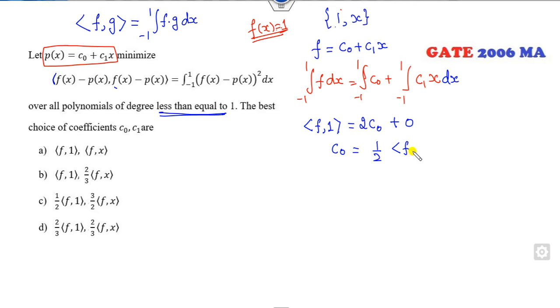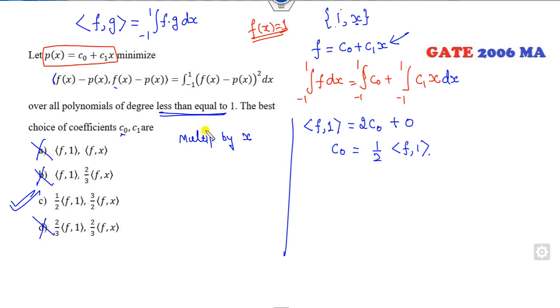C0 is nothing but the inner product with 1. So this option cancels. C0 is the first part. Of these options, the only right answer is C. But how can you find the second coefficient? The second basis is x. So you can multiply the given expression by x.